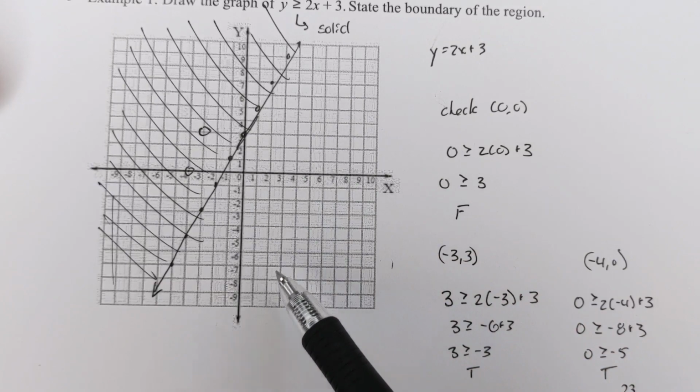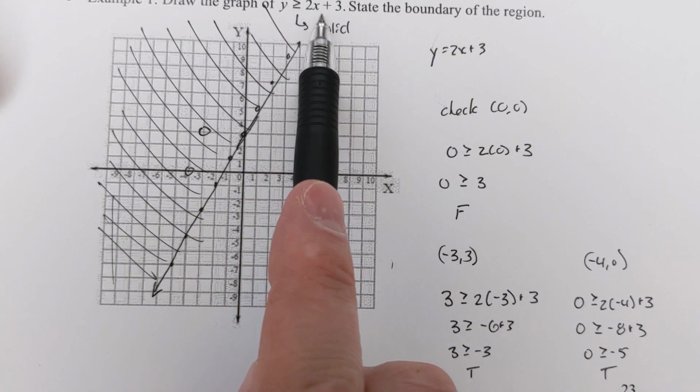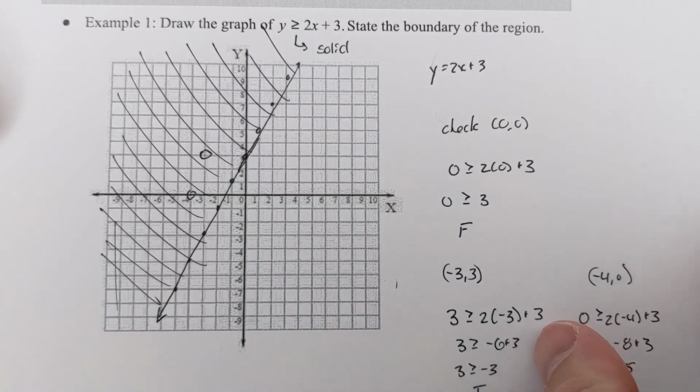Any point over here will make it false. If I choose the point (10, 0), this becomes 0 is greater than or equal to 23, which is a false statement. 0 is not more than 23.